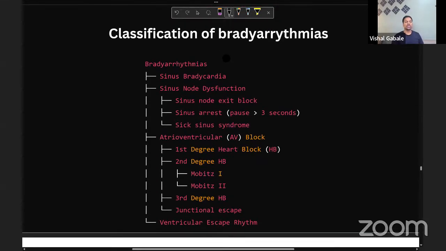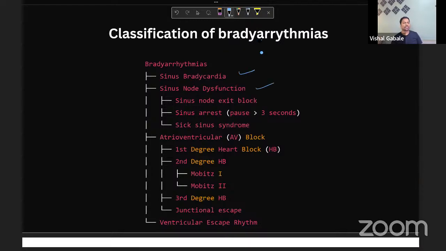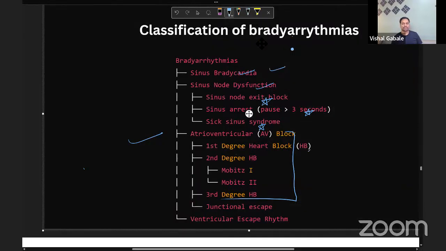So, the classification of bradycardia. What we have over here is sinus bradycardia, sinus node dysfunction in which we have sinus exit block, sinus arrest, sick sinus syndrome, then atrioventricular block. We have already spoken about first degree heart block, where the PR is prolonged. Then second degree heart block, which has two types, Mobitz 1 and Mobitz 2, then the third degree. Below that, junctional block and ventricular escape rhythm.